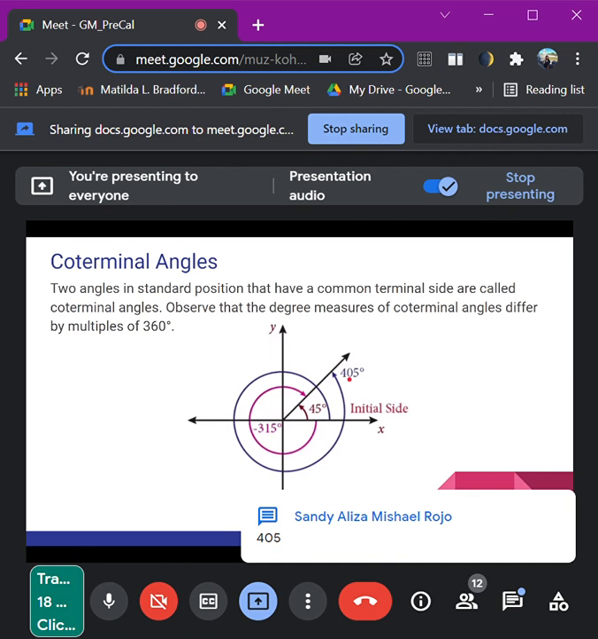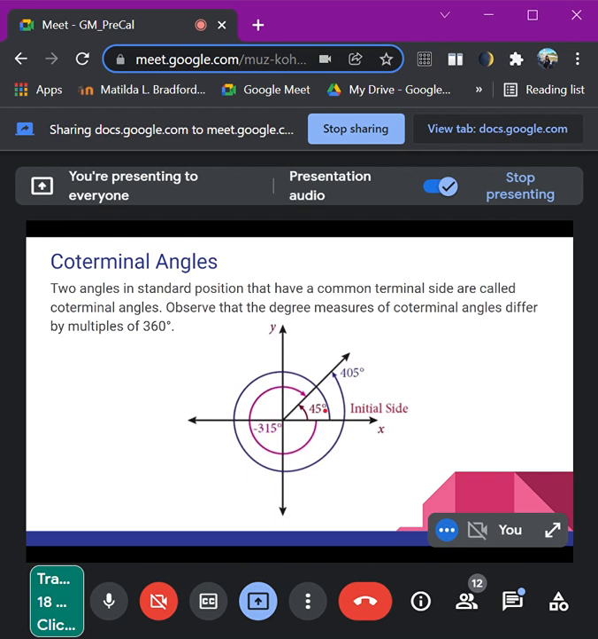That is 405. So here, class, for your 45, you can have your coterminal angles 315 and 405. And the difference of your coterminal angles could be positive 360 or negative 360. Which means to say, in order for us to get the coterminal angles, we're just going to add 360 degrees or subtract 360 degrees.